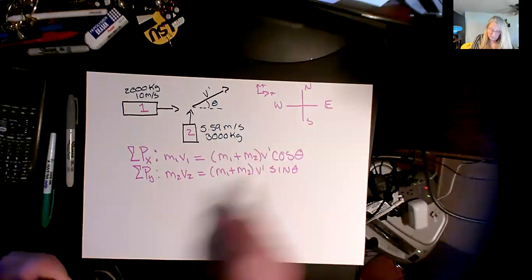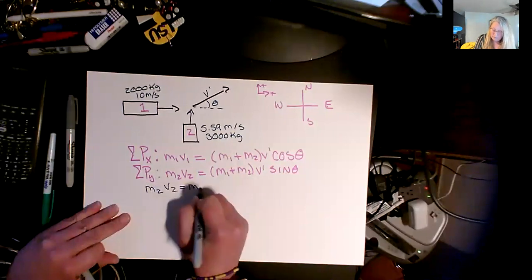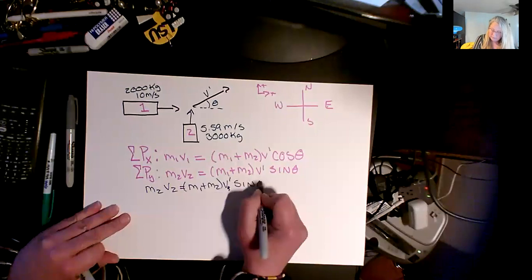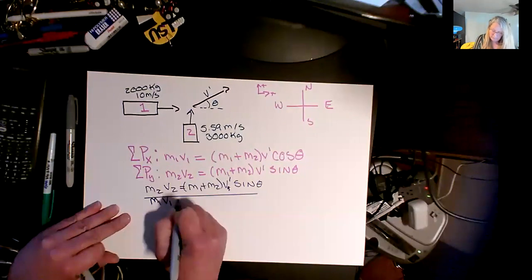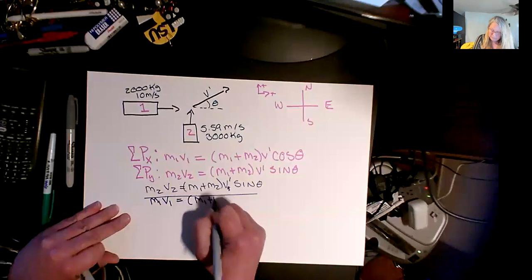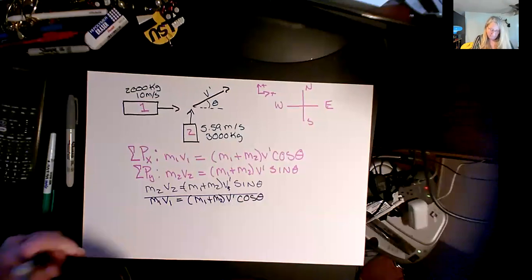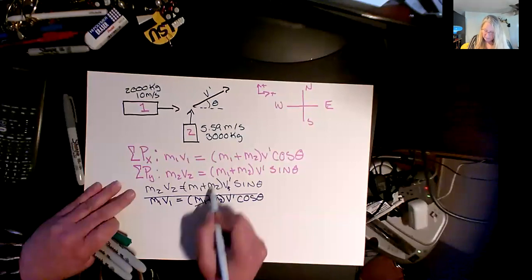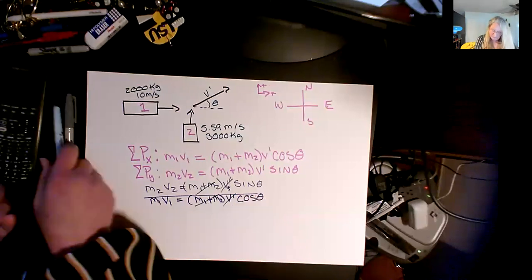So I want to put sine up top. So I have m2 v2 equals m1 plus m2 times v prime times sine of theta. And I'm dividing that by m1 v1 equals m1 plus m2 times v prime cosine of theta. Now what happens? There's a whole bunch of stuff that cancels out here. My masses cancel. My v primes cancel. Sine over cosine, well, that's just tangent. So now I have simplified this down nicely.